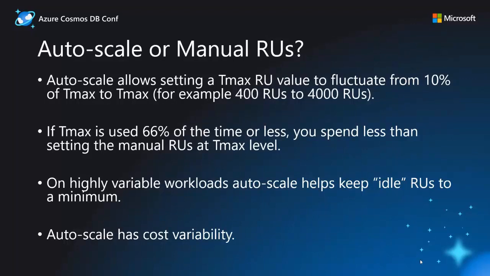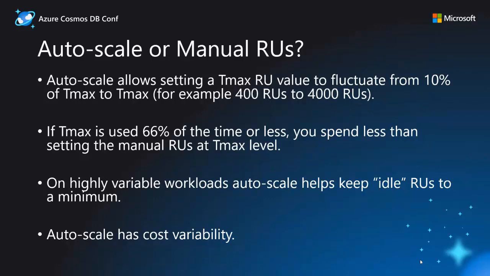For example, let's think about a workload that only requires those 4,000 RUs during a couple of hours of the day, and then it goes right back down, right? In that case, it's an excellent use case for autoscale, because the alternative to deal with those spikes would be to have a collection that is mostly idle during that time. Or it would be to have a database where you have lots of containers trying to share those RUs, which also gets harder to manage and make sure that you don't run out. So on highly variable workloads, autoscale helps keep idle request units to a minimum.